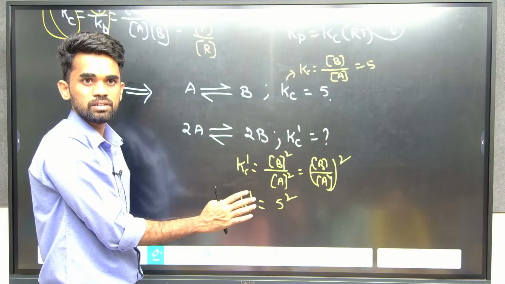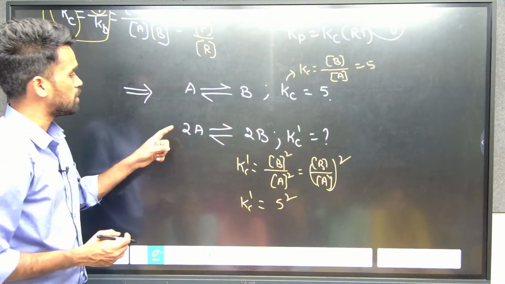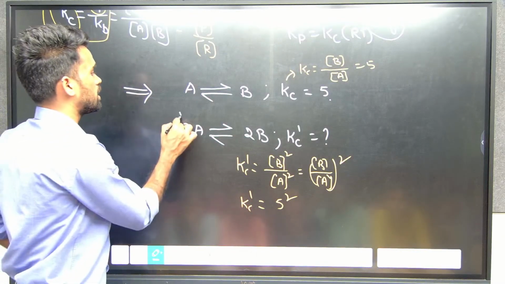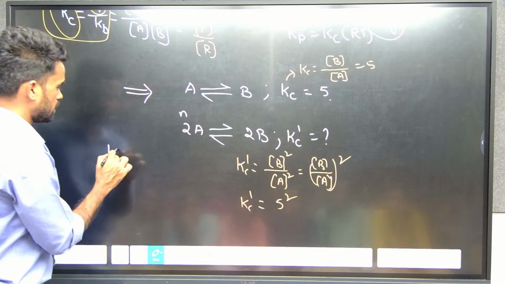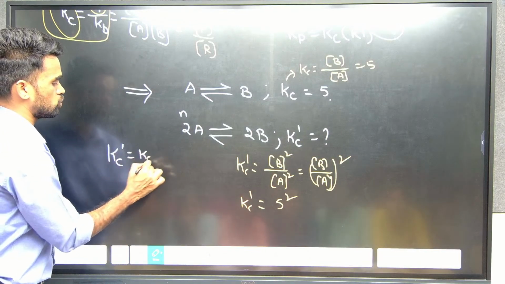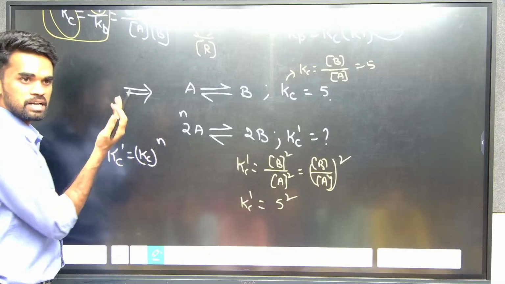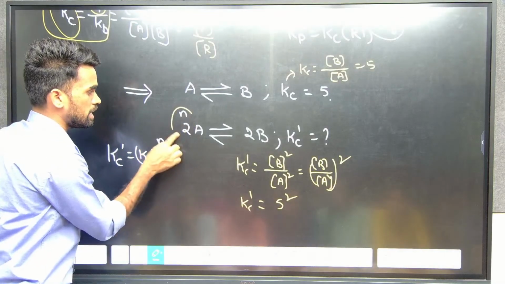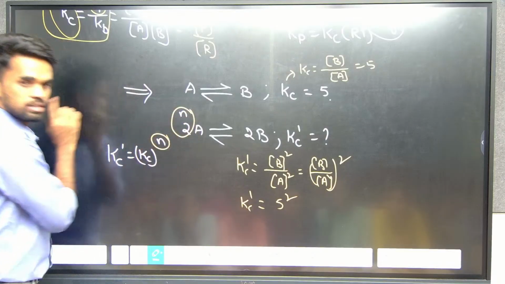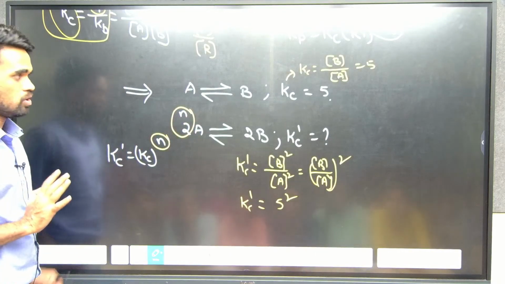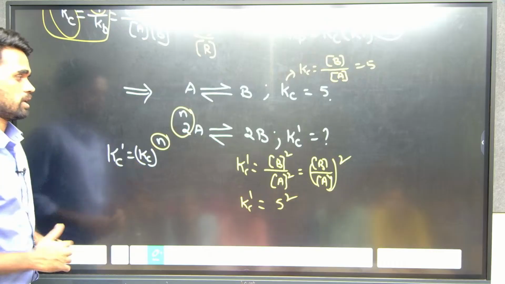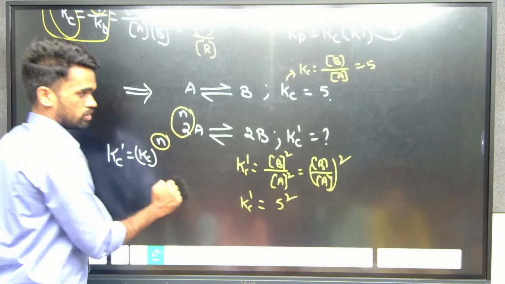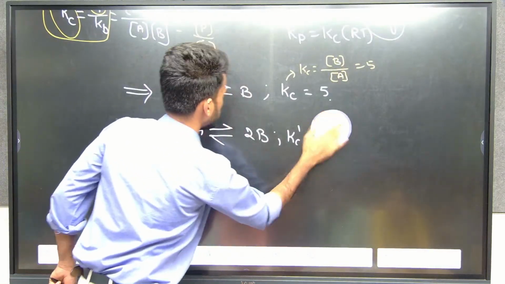Do you get what we are doing here? Everyone clear? Yeah. So instead of taking number 2, if I take a number n randomly, Kc dash equals Kc to the power n, that's it. Whatever number you are taking here, that becomes the power. Okay, up to here clear everyone? Okay, I am erasing this.